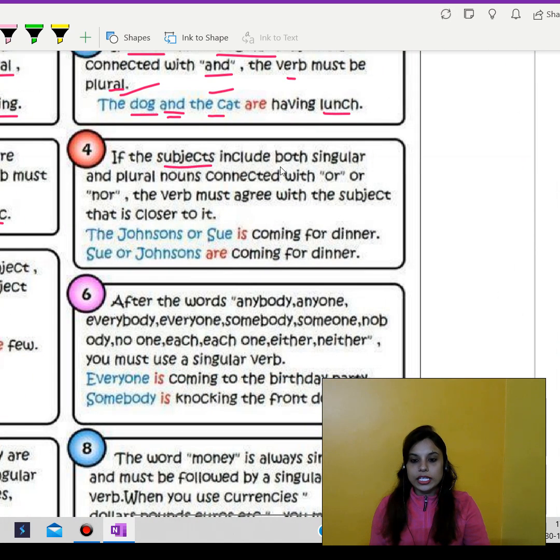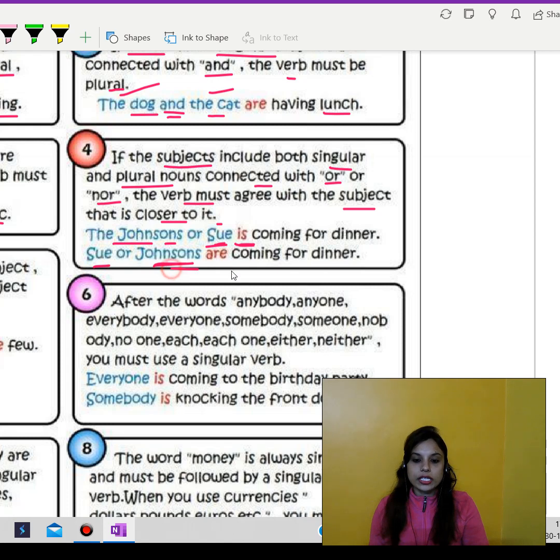If the subjects include both singular and plural nouns connected with or or nor, the verb must agree with the subject that is closer to it. Closer to it means the second one we are talking about. Like the Johnsons, see, Johnsons means plural, or Suey. Suey is only one person. So we are going to take the second subject and hence we are putting is. The Johnsons or Suey is coming for dinner.